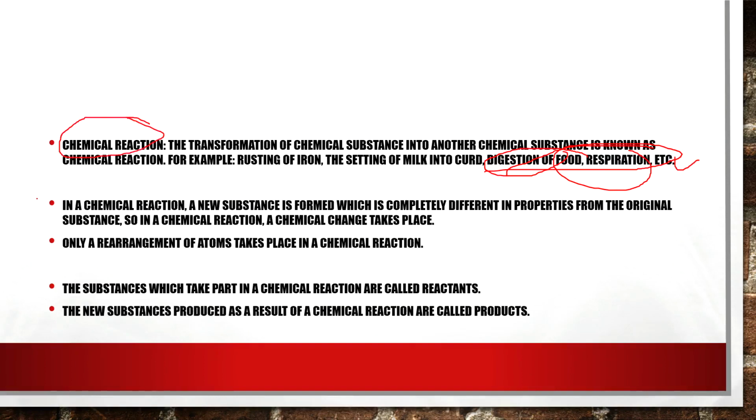And the second point we'll be discussing in detail. The second point says that in a chemical reaction a new substance is formed. As we all know, curd is a new substance. Then the rusting of iron produces particles, which is also a new substance, completely different in properties. You must and should know this.